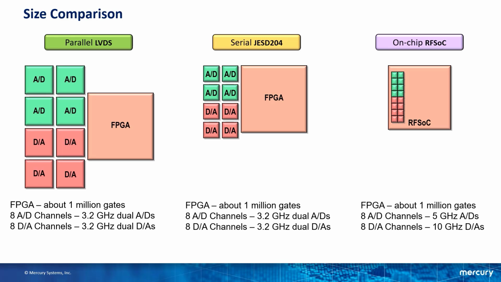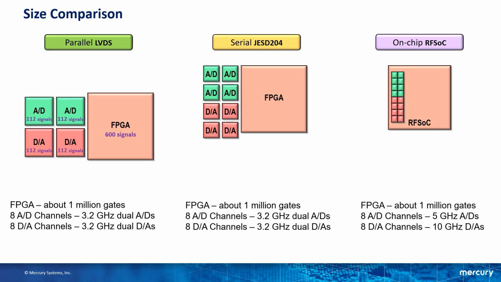One problem you run into, though, with high sample rate parallel converters is the amount of signals you need between the converters and the FPGA. With 112 signals needed for each converter and a total of only 600 signals available on that FPGA, you can only connect 2 A to Ds and 2 D to As, halving the number of supported channels.